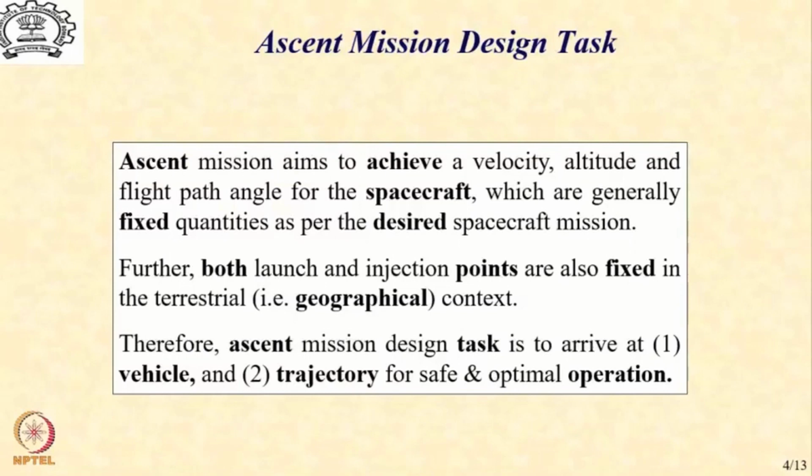And that brings us to the fundamental requirement on the ascent mission as two tasks. The first one, to arrive at a vehicle which will achieve this objective, and a trajectory or a flight path that this vehicle should take, which will result in a safe and an optimal operation. So you will realize that our ascent mission analysis and design will involve these two tasks, the vehicle itself and the trajectory. Of course, we may not look at it in that order, but these are the two tasks that we will have to perform before we can say that we have an ascent mission which ultimately is going to achieve the objective of a space mission.